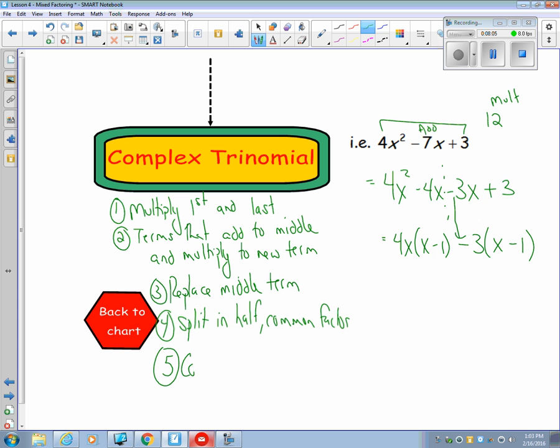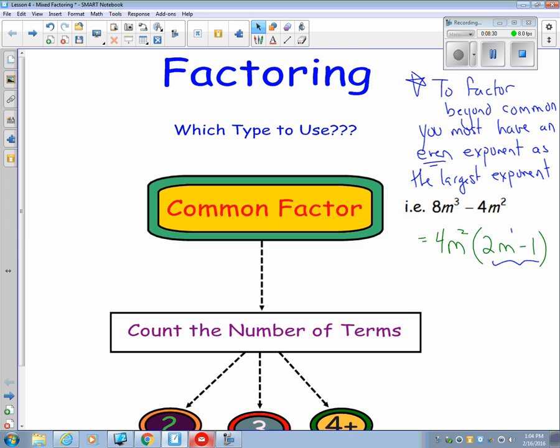So the last step is common factor again. I take that common bracket out, the common expression. And there's our complex trinomial. I knew it was complex because my number at the front was a 4, and I can't common factor out that 4, right? They're not divisible by 4. Okay, so there's the 3-term expression. The only thing we got left is a 4 plus term expression.